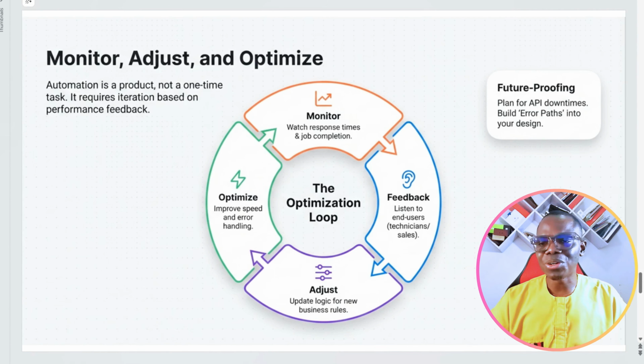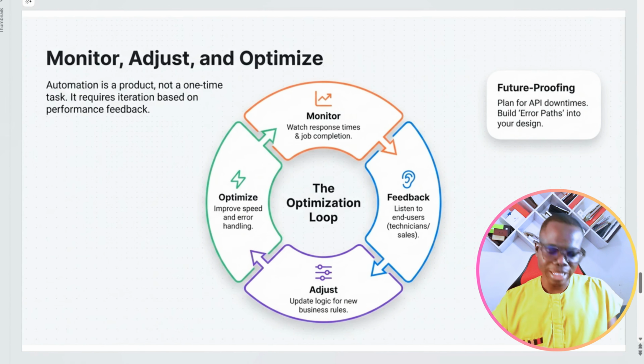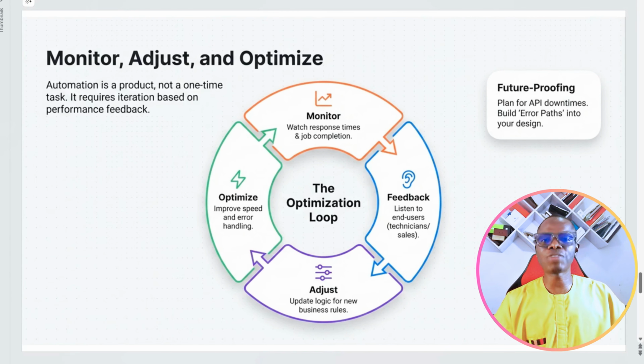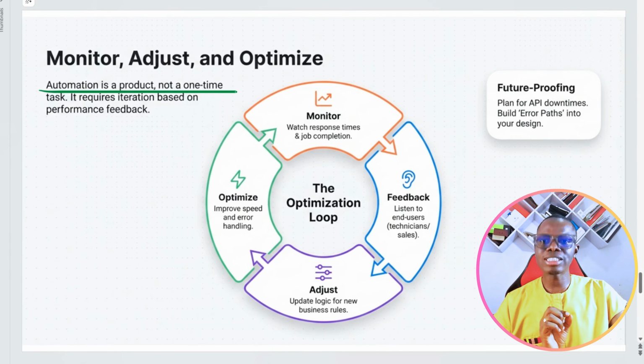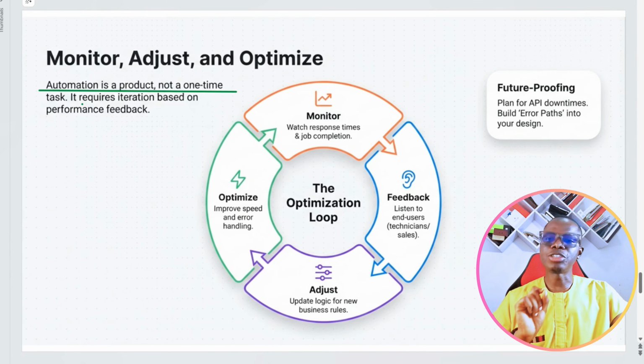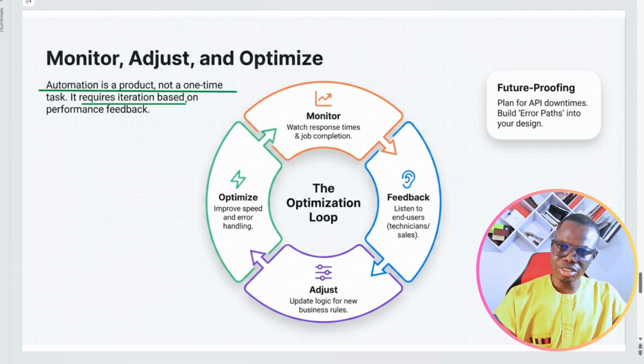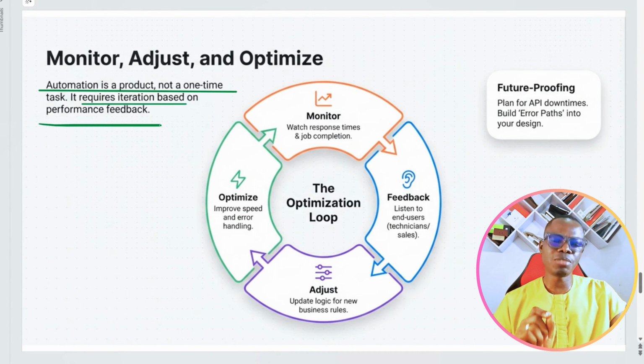You monitor. We're talking AI. Maybe you're using an AI agent to draft something. You need to monitor if it's actually drafting what it is supposed to draft, and sending what it is supposed to send. You monitor, you adjust, and you optimize. So automation is a product, not a one-time task. It requires iteration based on performance feedback.